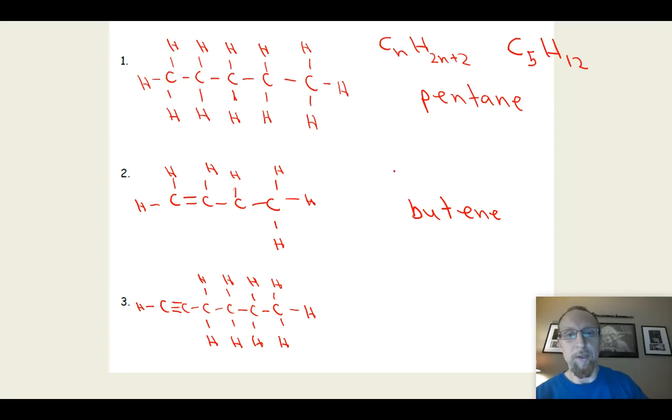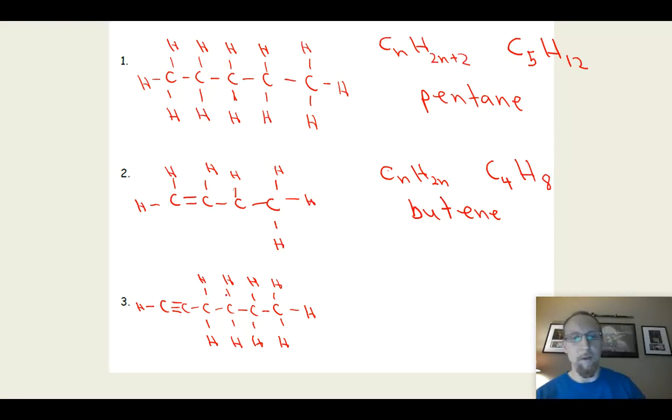So again, let's look at our general formula here. For the alkenes, it's CnH2n. So bute is 4, right? If my N is 4, then 2N is 8. And I do have 8 H's.